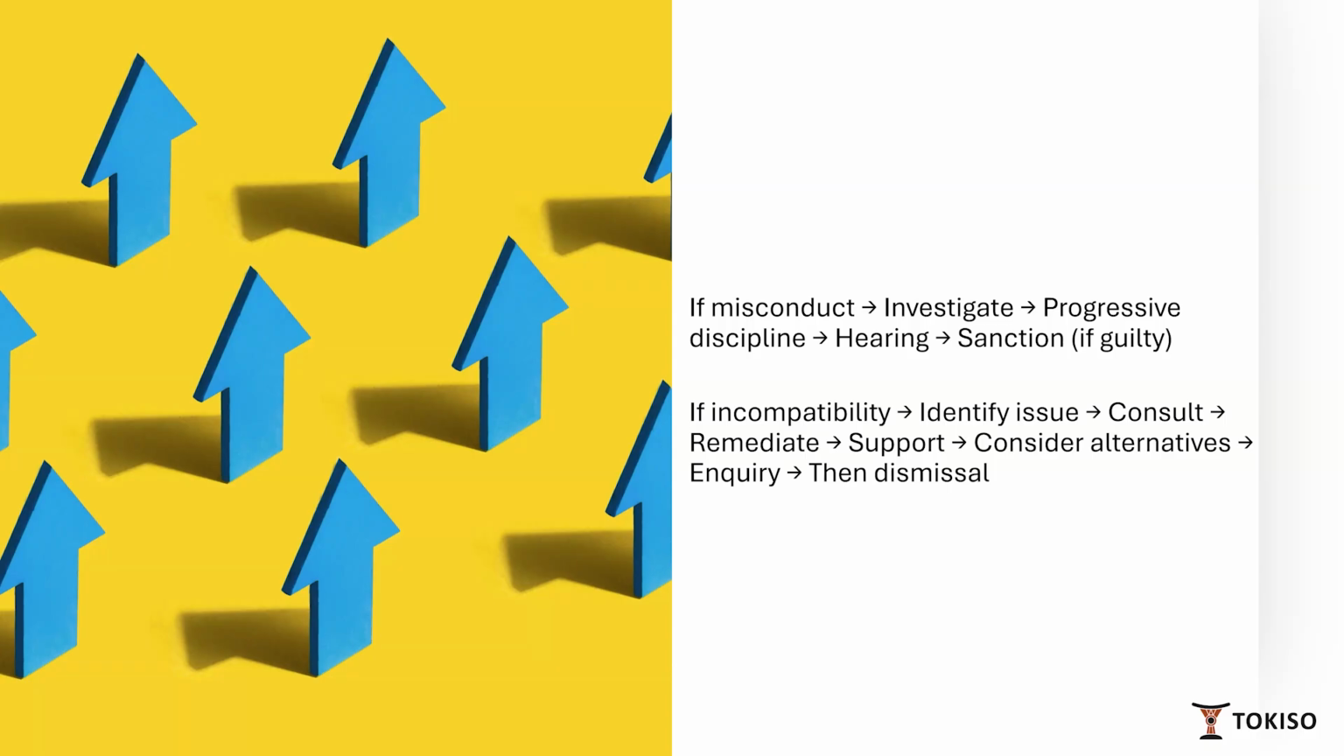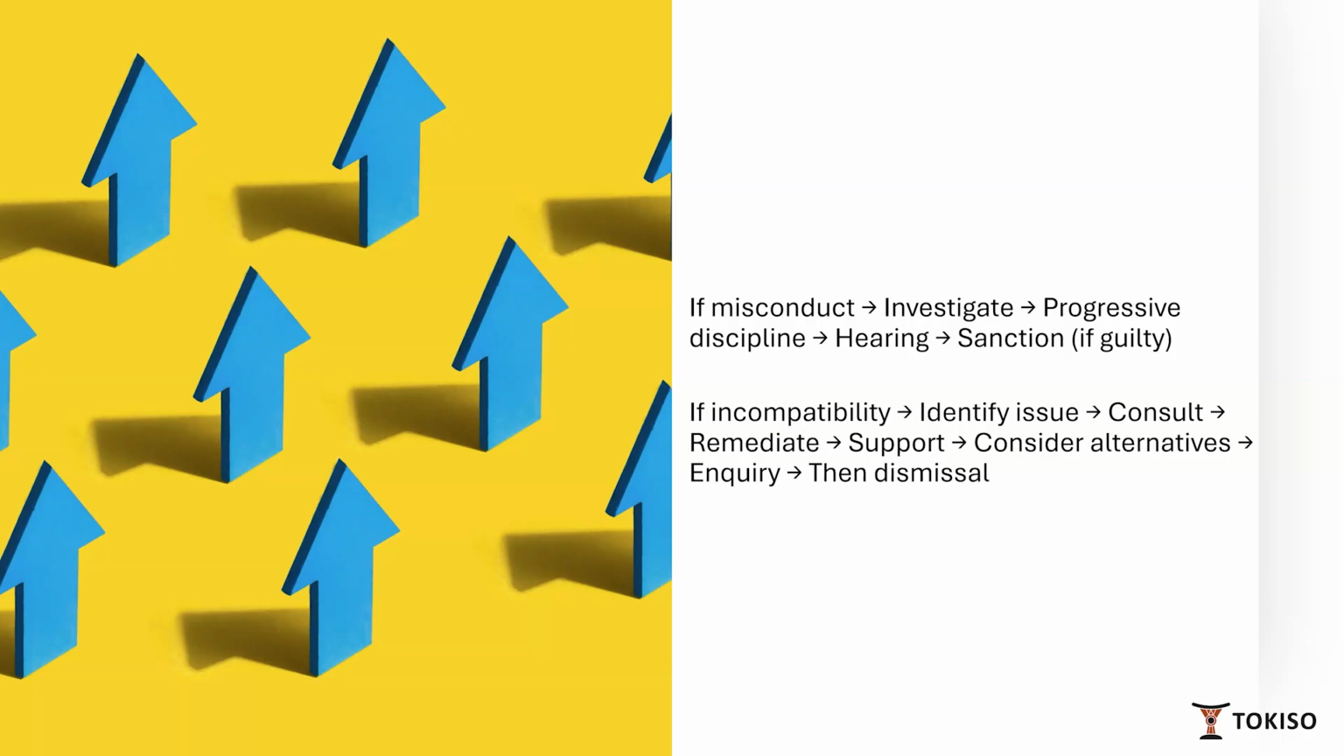If it is a matter of misconduct, you would first investigate. If it is appropriate, follow progressive disciplinary steps. Then if it is a matter that is very serious and might lead to dismissal, or if it is a repeated incident, you would implement a disciplinary inquiry. In the disciplinary inquiry, if somebody has been found guilty of misconduct, you would consider sanction and whether dismissal would be appropriate given the circumstances of the case.